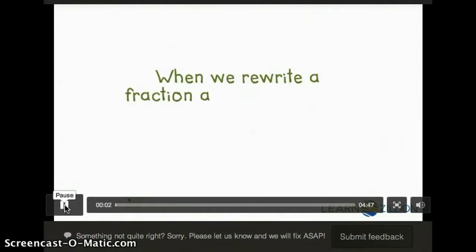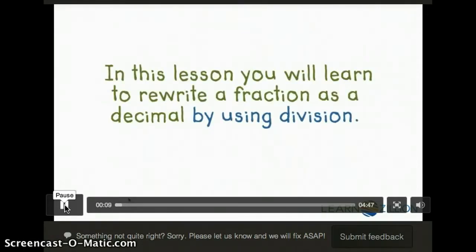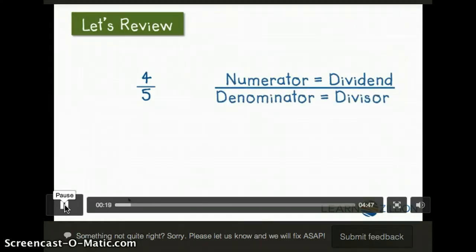When we rewrite a fraction as a decimal, are we changing the value of the fraction? In this lesson, you will learn to rewrite a fraction as a decimal by using division. Let's review. The fraction 4/5 really means dividing. The numerator is the dividend and the denominator is the divisor, and we would set it up like this.